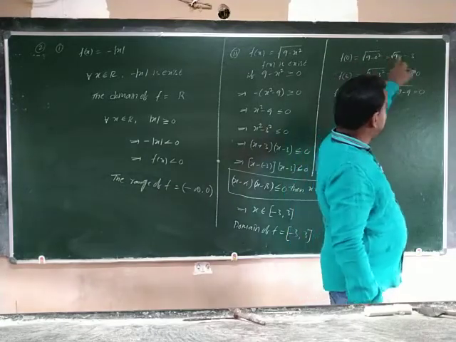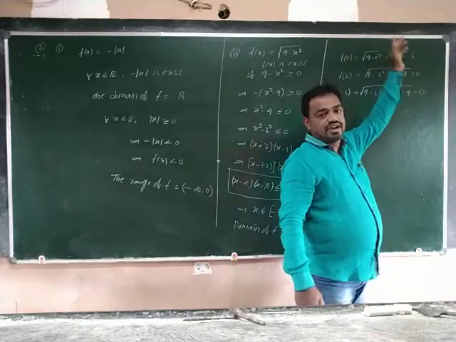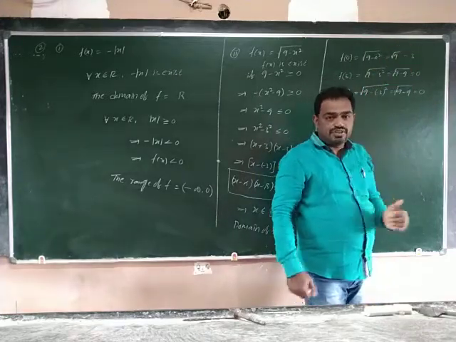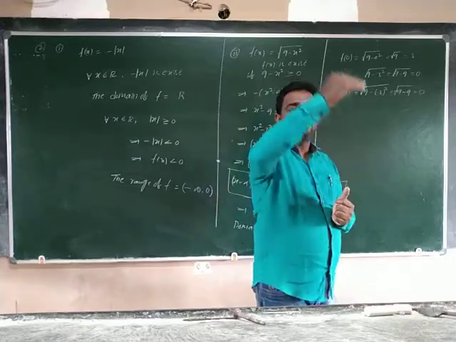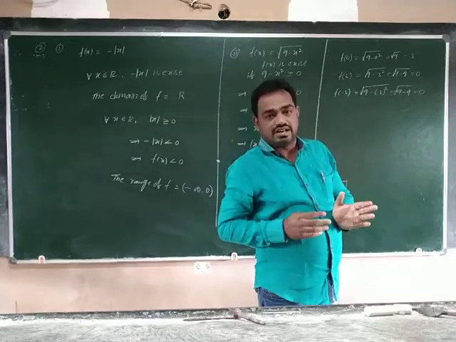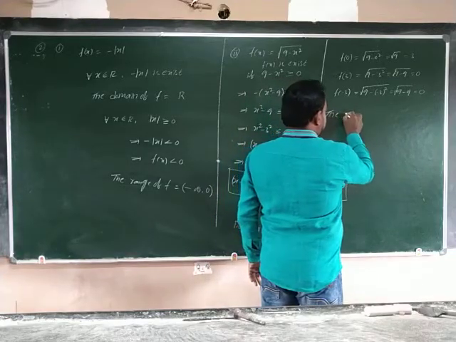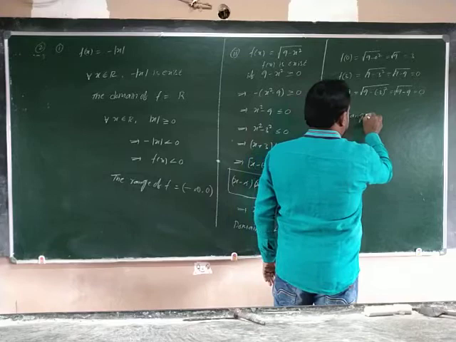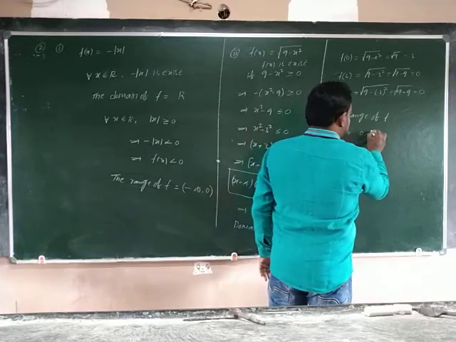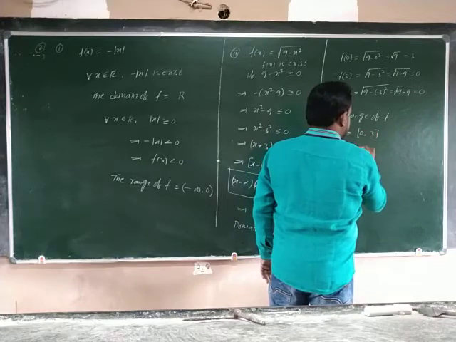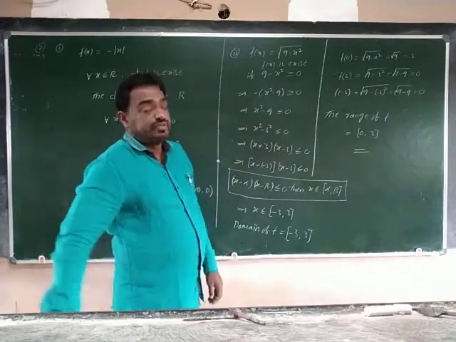When x is equal to 0, then we are getting the maximum value, that is 3. So that means the outputs are from 0 to 3, including 0 and 3 also. Therefore, the range of f is the closed interval 0 to 3. That is the answer.